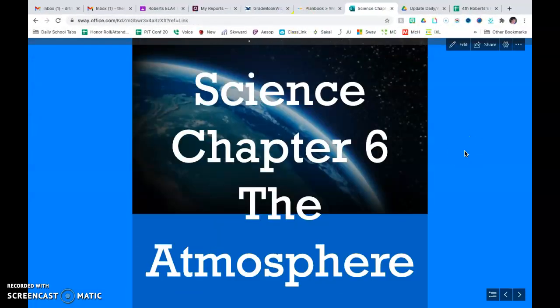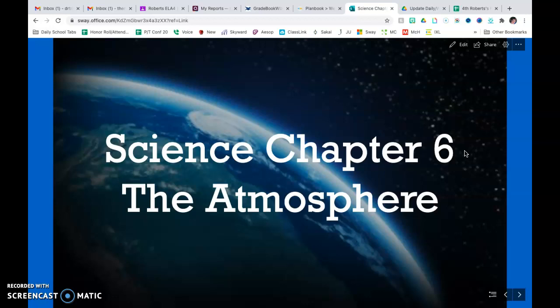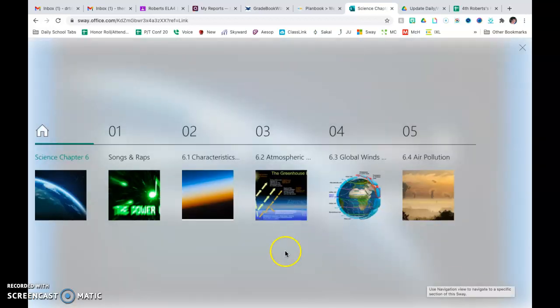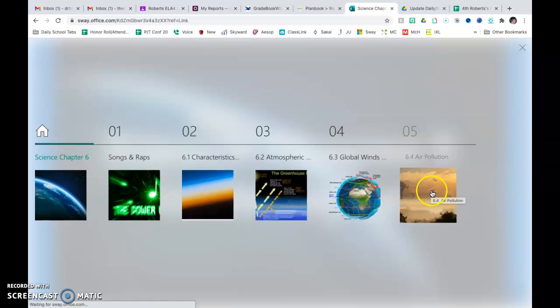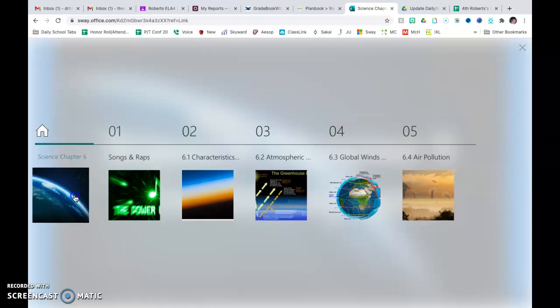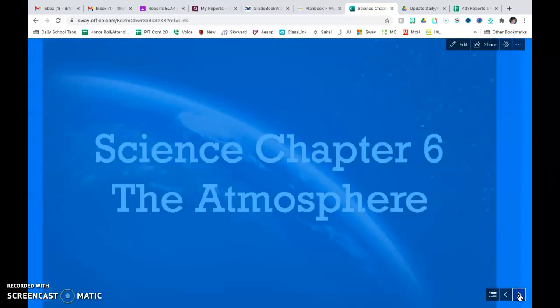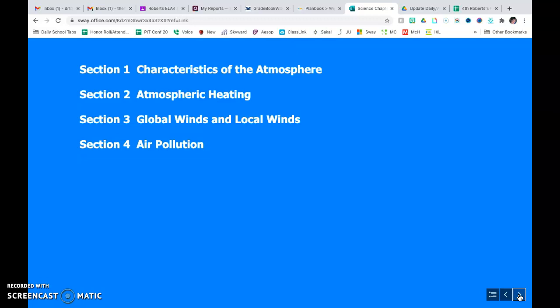We are beginning Science Chapter 6 today, titled The Atmosphere. As always, you can click on the different sections to get to where you need to go to make life easier, or you can simply scroll through from slide to slide, such as this. This shows you the 4 sections, so today we'll be talking about characteristics of the atmosphere.